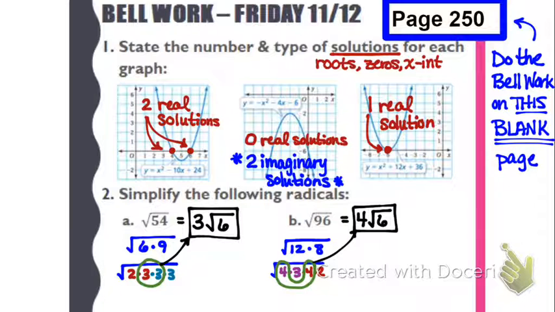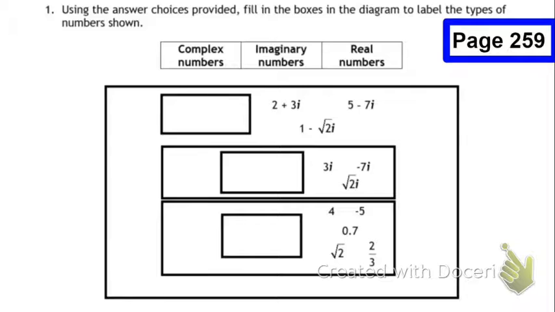Okay, we are going to be on page 259. I want to talk to you for just a minute before we start in on page 259, though. We are starting Unit 6 today. We will not finish Unit 6 until after we get back from break. It'll be the first part of December until we finish this.